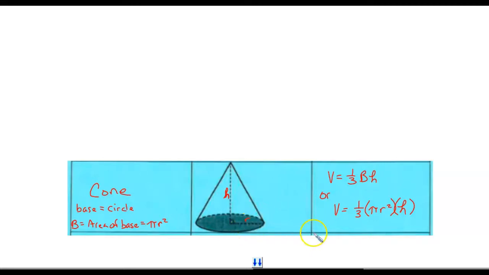So the volume formula for a cone is 1/3 the area of the base times the height of the cone, or you can write it as 1/3 pi r squared times height.